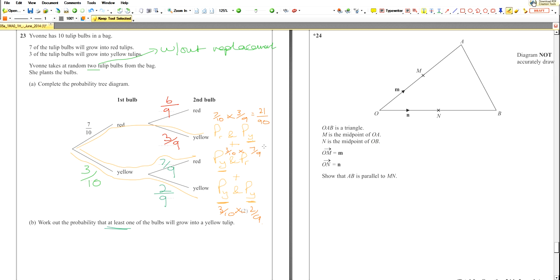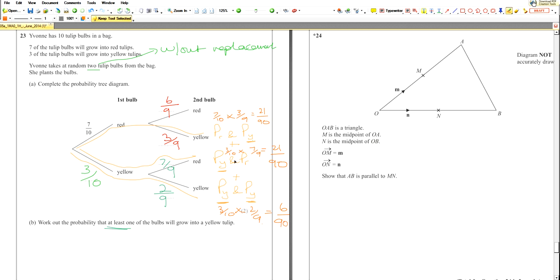3/10 times 7/9 will also give you, whoops, I nearly forgot the equal sign there. Let's delete that and start again. When in doubt, start again. 21 over 90, and that will give you 6 over 90. So it's nice and easy for us to add.